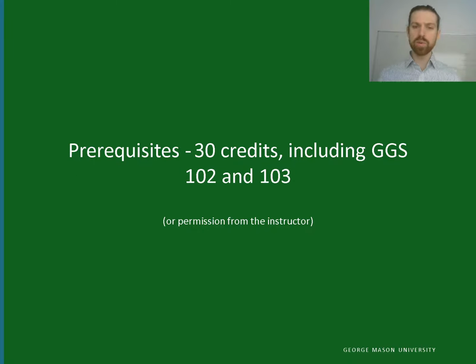So the prerequisites for this course, essentially it's 30 credits, and this would include GGS 102 and 103. So if you don't have either of those courses, then please reach out to me for permission. Generally, that's fine. We would like everybody to have kind of that basic standard before they start hitting some of the quant courses. But in the past, I have let other people do this module before without having these prerequisites. So really, it's just evaluated on a case-by-case basis. Okay.